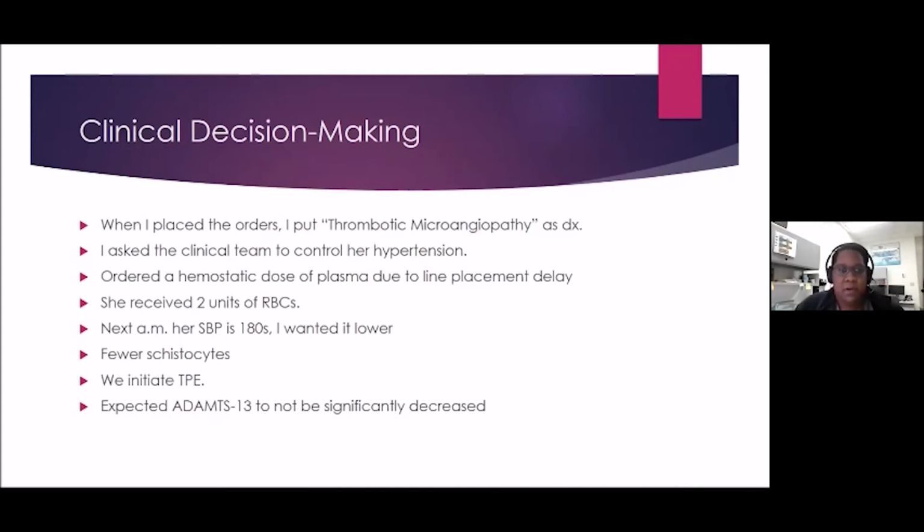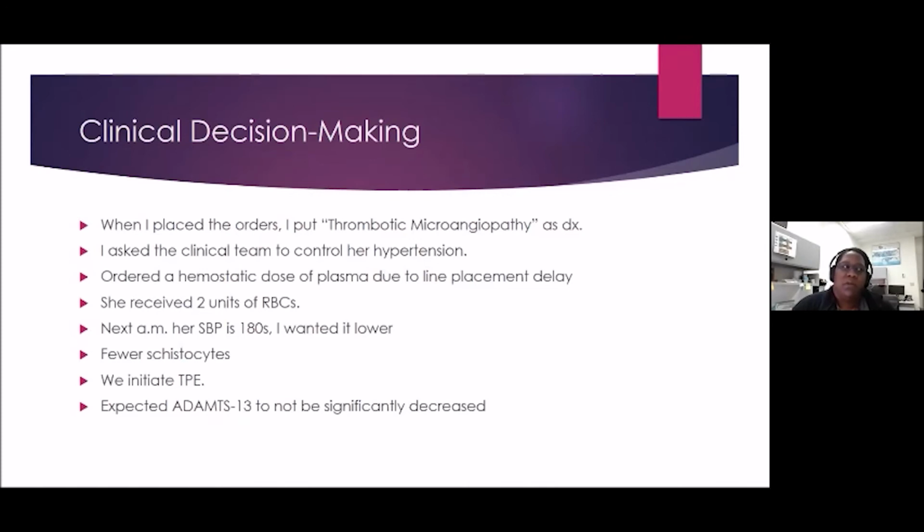So nothing happened overnight. Actually, I take that back. The line was placed and no one called me overnight. So at 6 a.m., I get a call that the line's been in for 5 hours. So I make my way to the hospital. And her systolic blood pressure is still in the 180s. And so I called the maternal fetal medicine team and I said, would you please lower her blood pressure?